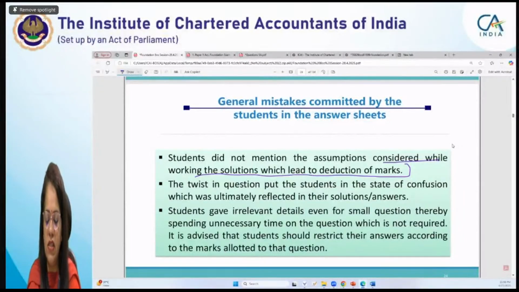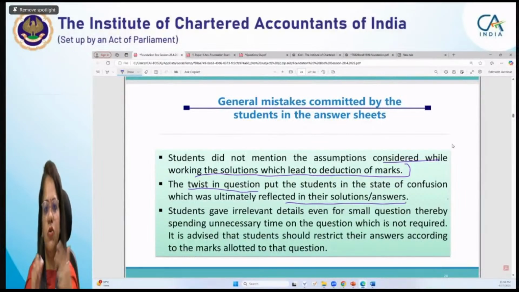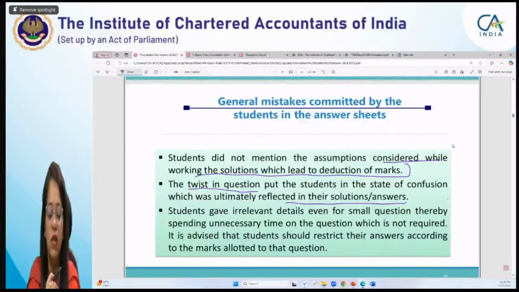The twist in the question put the student in a state of confusion, which was ultimately reflected in their solution. See the twist. One case is that you do not know the twist, you skip the twist, then you'll land up with the wrong answer. The other is that you know the twist and you're confused. Then also you'll land up with the wrong answer.